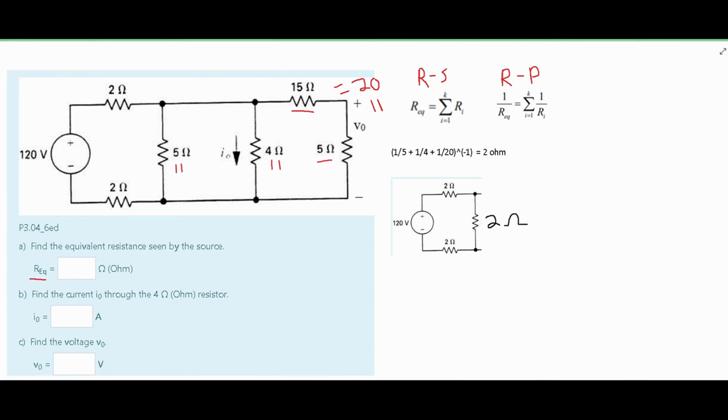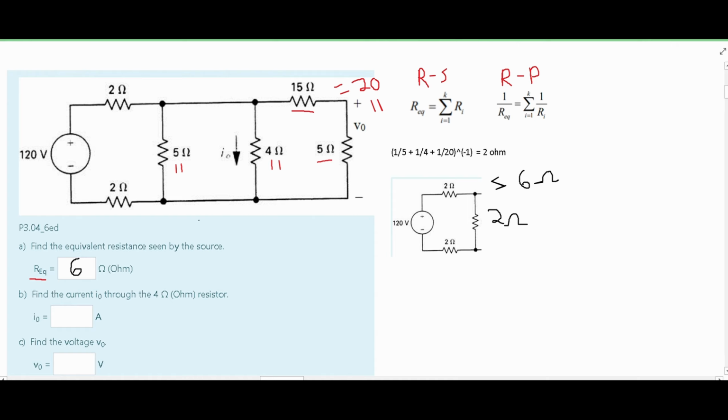Now, since these are all in series, this 2 ohm resistor, this 2 ohm resistor, and this one, we're just going to add them together. That will give us a 6 ohm resistor. So this is our R equivalent. It is 6 ohms for this problem. Next, we are going to look for the current I0 through the 4 ohm resistor.